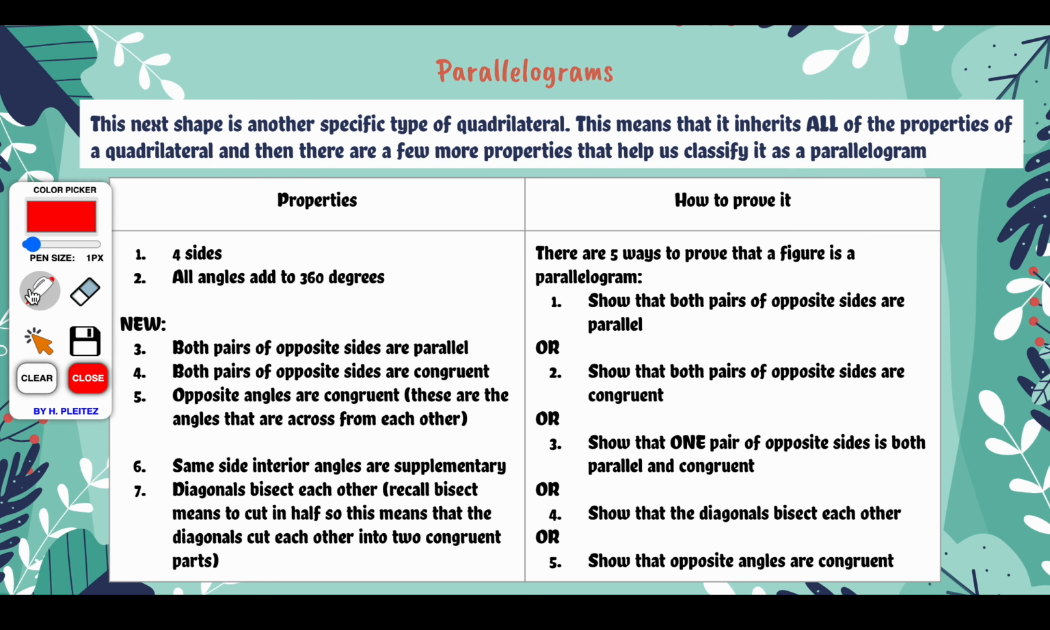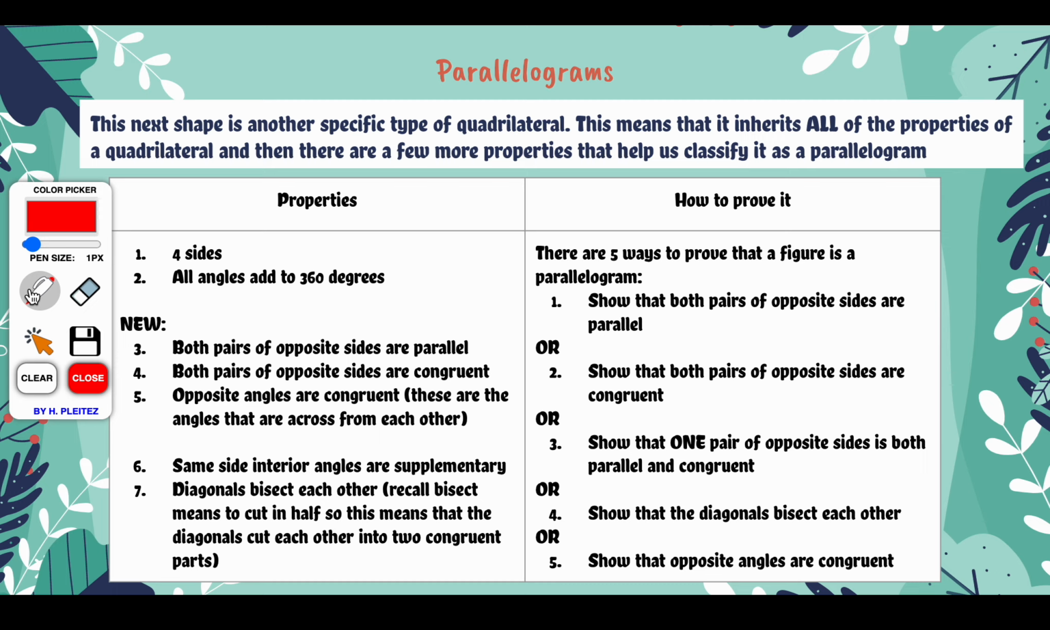So again, we have a specific type of quadrilateral, right? And we know that it inherits all the properties of a quadrilateral, and then there are some new properties that really help us classify this as a parallelogram. Now, there are 5 different ways to prove that a figure is a parallelogram. You need to write all 5 of these down, and you're expected to know and remember all 5 ways to prove it. Eventually, as we practice a little bit more, you're going to be able to choose which route you want to go, but you are responsible for understanding all 5 of these routes.